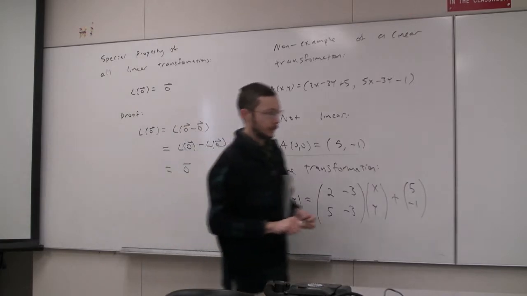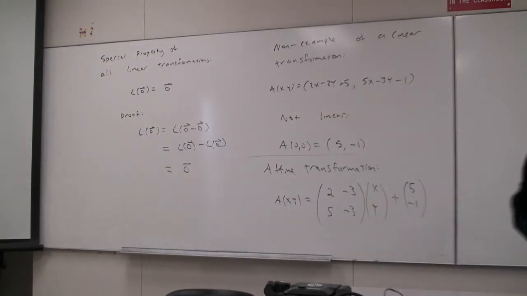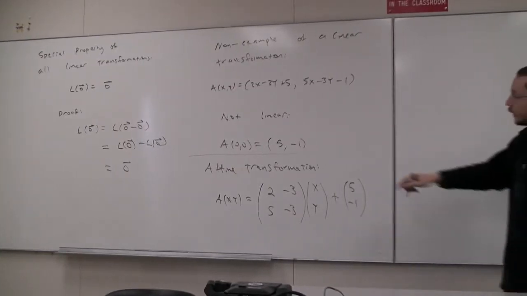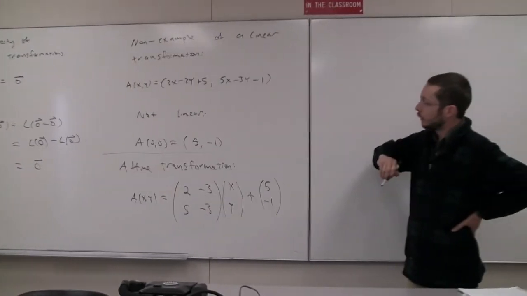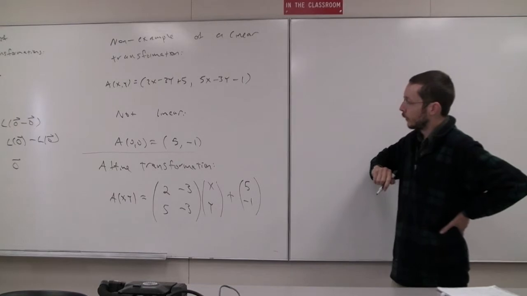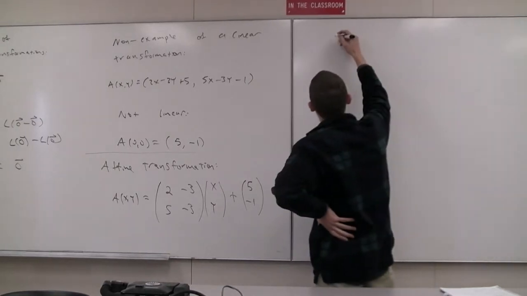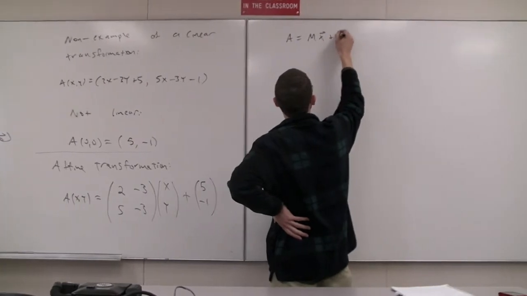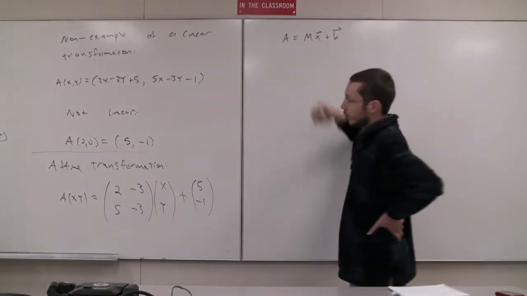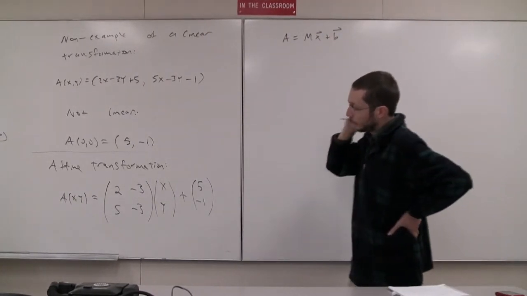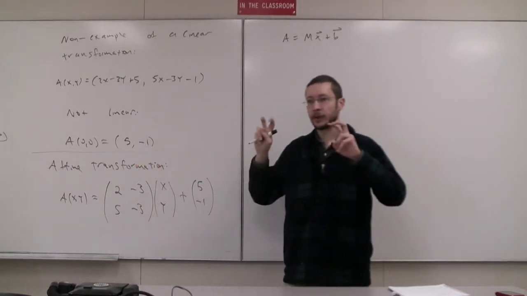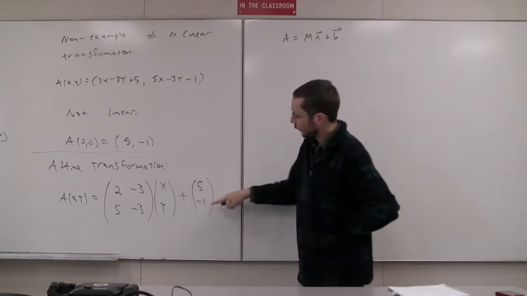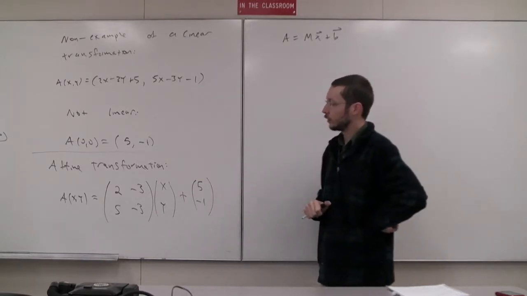So that's an affine transformation. And what you'll notice is that affine transformations are interesting because they're basically like a grown-up version of y equals mx plus b, right? Where m is kind of your slope. It's like a slope matrix, quote-unquote. And then this vector here tells you your shift.